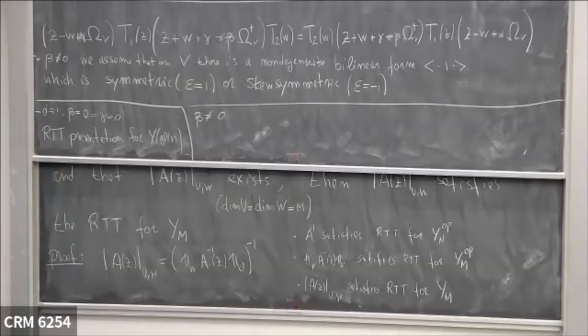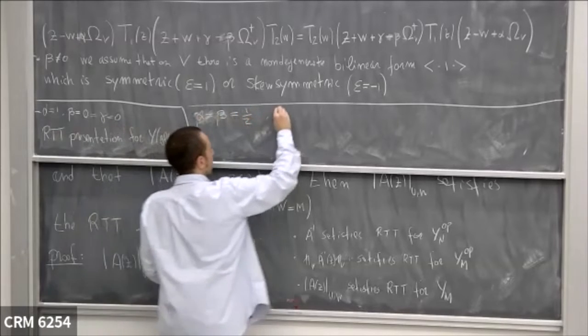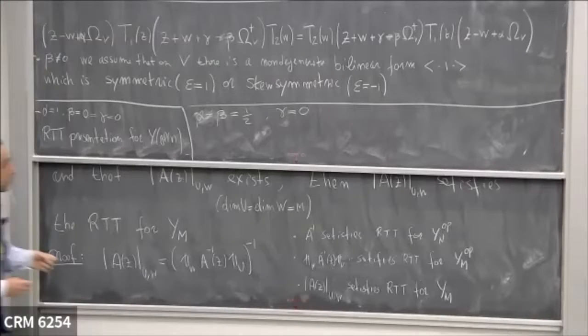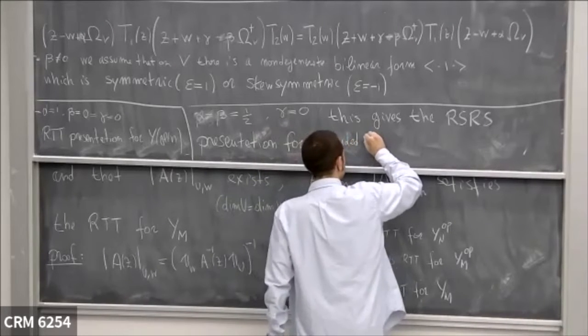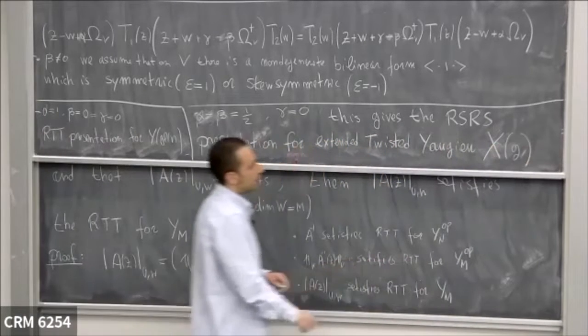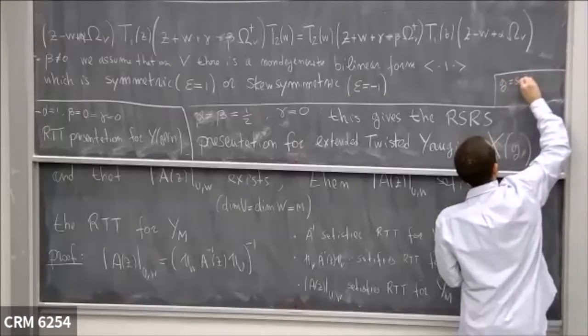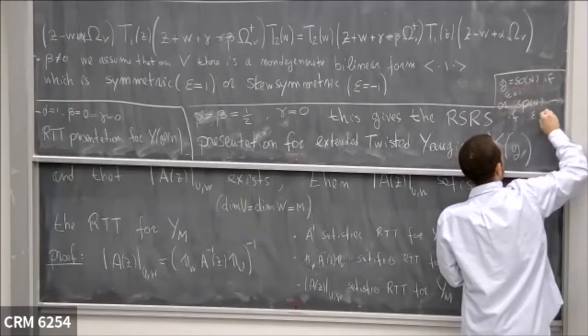So if beta is different from 0, let's take both alpha and beta equal to 1/2, and gamma equal to 0. This gives the so-called RSRS presentation, which can be found in Moller's book, for the twisted Yangian. Actually, let me say extended twisted Yangian, and let me denote this by X. And this X depends on only algebra G. And what is G? G is SON, as you may guess, if epsilon is equal to 1, or SPN if epsilon is minus 1.